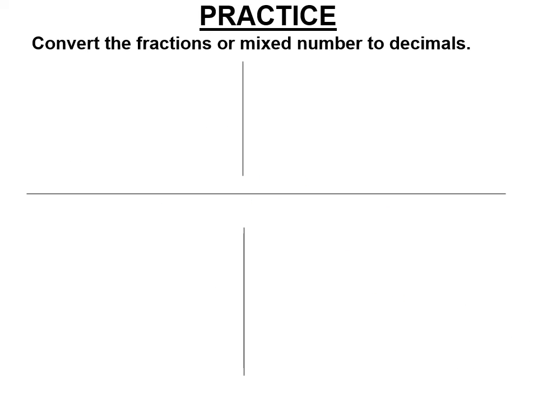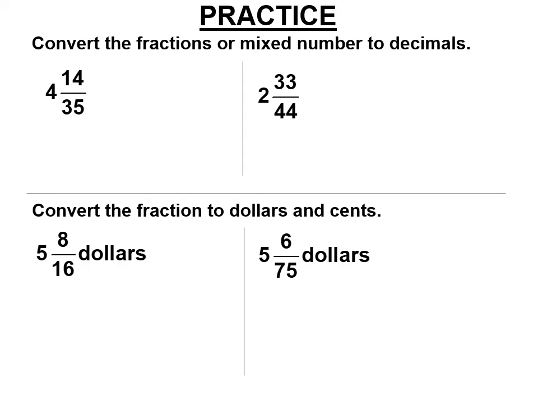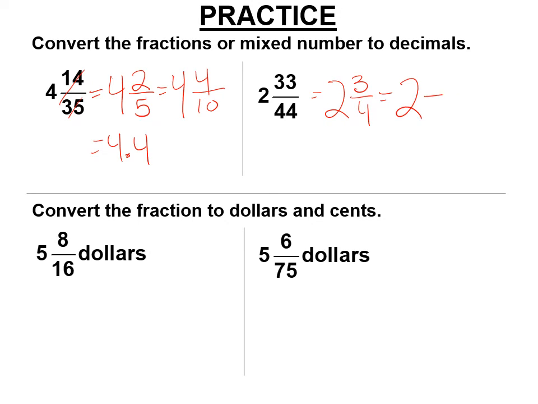Okay, so let's just practice. So 4 and 14/35 becomes 4, and divide by 7, right? And you get 4 and 2/5, which is 4 and how many tenths? 4 and 4/10, which is 4.4. 2 and 33/44 is 2, divided by 11, 2 and 3/4, which is 2 and 75 hundredths, multiplying by 25, which is 2.75.